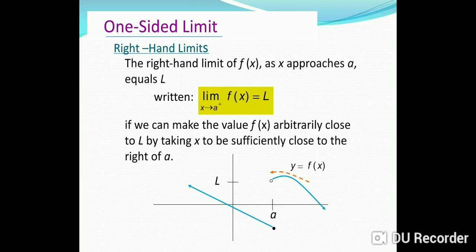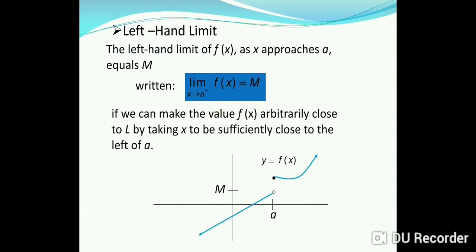This is the slope, this is the tangent. Now we will see the left hand limit. The left hand limit of f(x) as x approaches a equals M, which is written as limit of f(x) as x tends to a minus is equal to M. If we can make the values f(x) arbitrarily close to M by taking x to be sufficiently close to the left of a, which is shown below by the diagram.